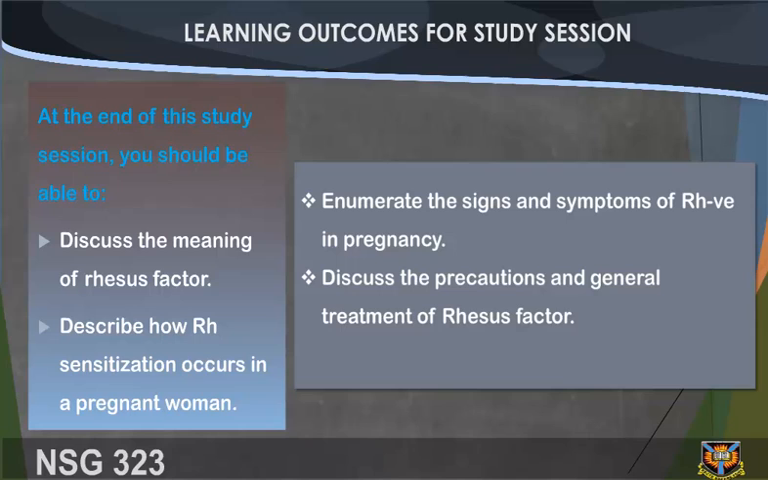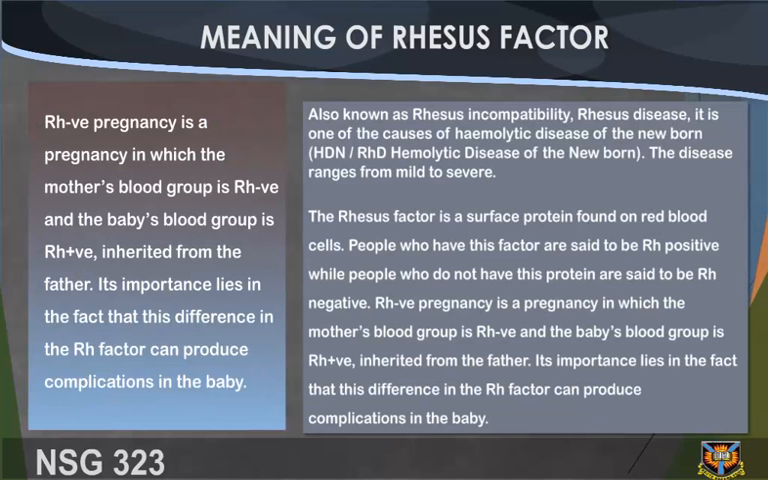Learning outcomes. At the end of this study session, you should be able to discuss the meaning of rhesus factor, describe how Rh sensitization occurs in a pregnant woman, enumerate the signs and symptoms of Rh negative in pregnancy, and discuss the precautions and general treatment of rhesus factor.